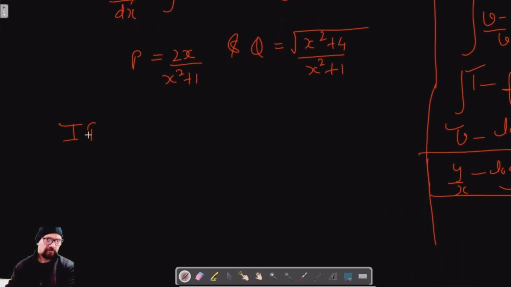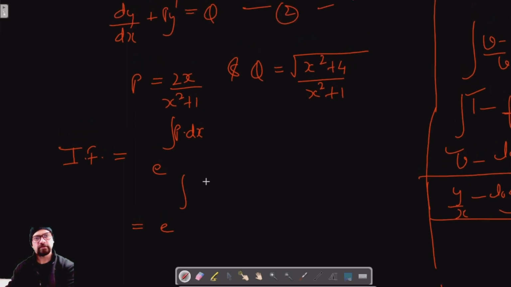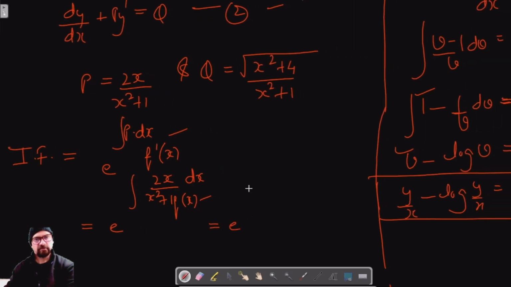And let's try to find out the integrating factor. So integrating factor is e raised to the power integration of p into dx. P is 2x on x squared plus 1 into dx. Now this is f dash x, and this is f. And we know that integration of f dash x upon f of x is log f of x. So this is e raised to the power log of x squared plus 1.